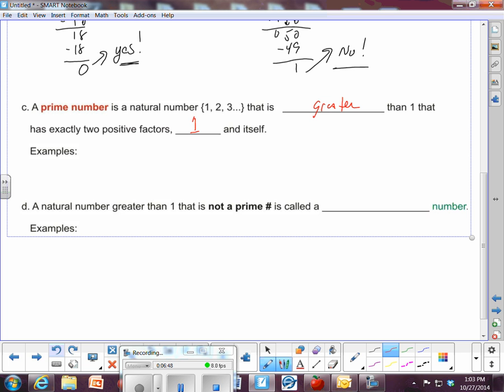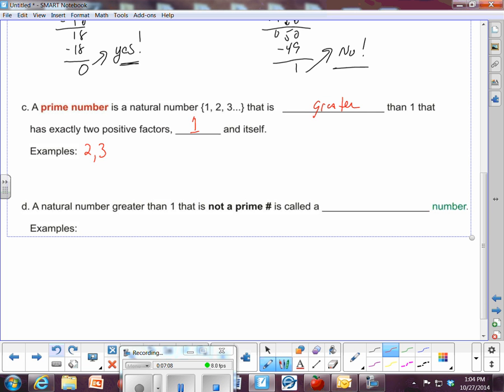What are the prime numbers? Let's go ahead and list them. So what would be the first prime number? I hope you'd say 2, because the only factors of 2 are the number 1 and the number 2 itself. Okay? Next one would be 3. 3 is a prime number.